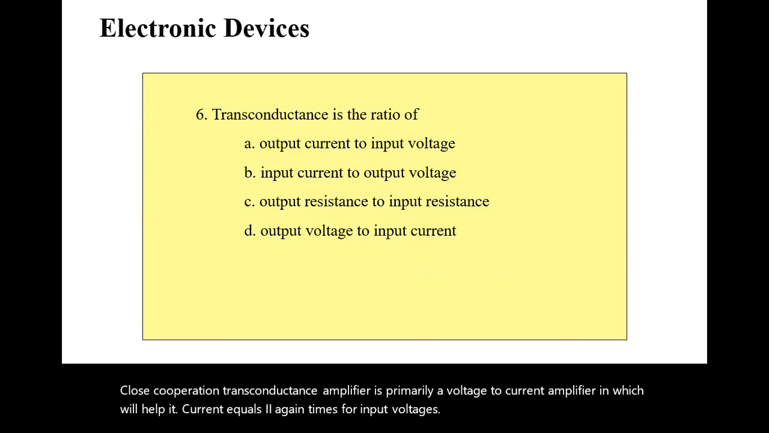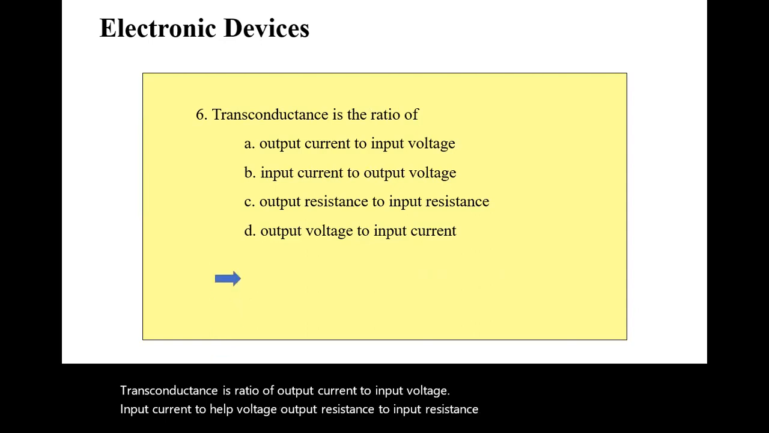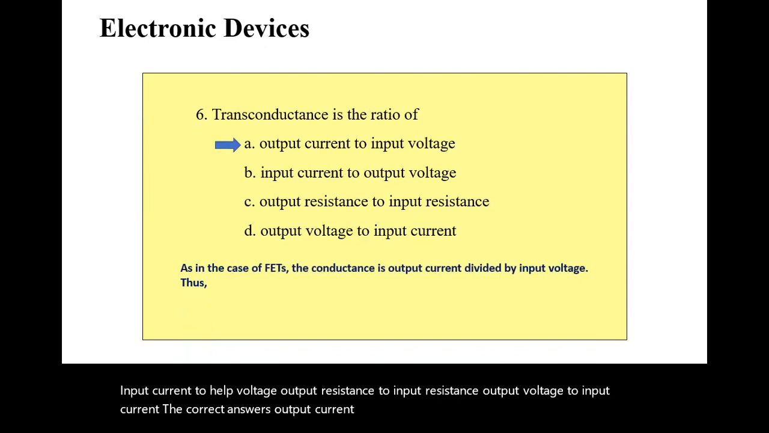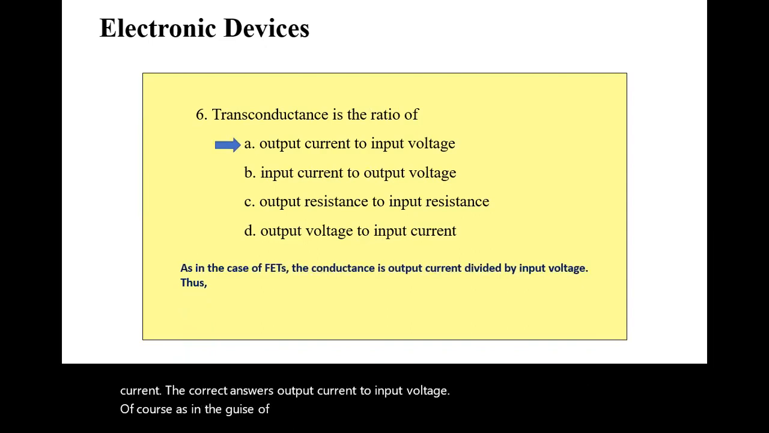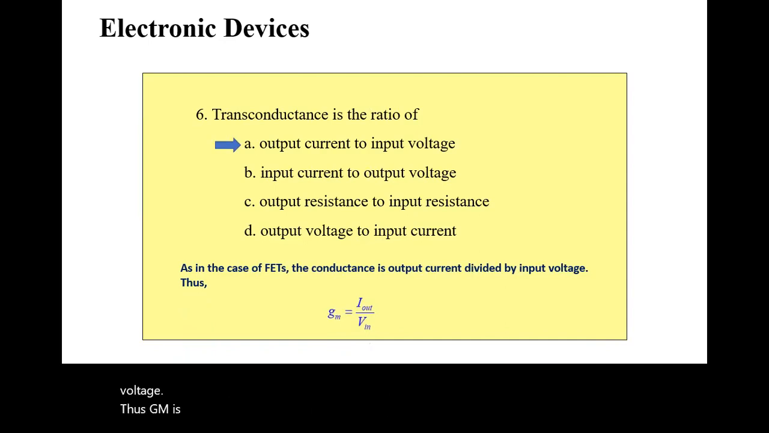Transconductance is the ratio of output current to input voltage, input current to output voltage, output resistance to input resistance, output voltage to input current. The correct answer is output current to input voltage, because as in the case of FETs, the conductance is output current divided by the input voltage. Thus, gm is equal to I out divided by V in.